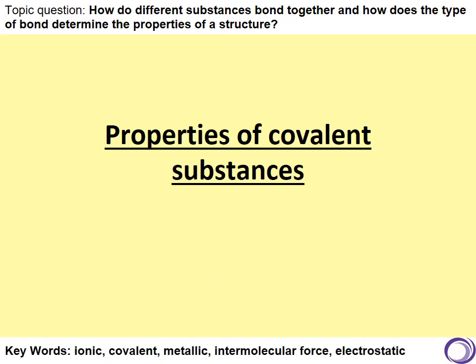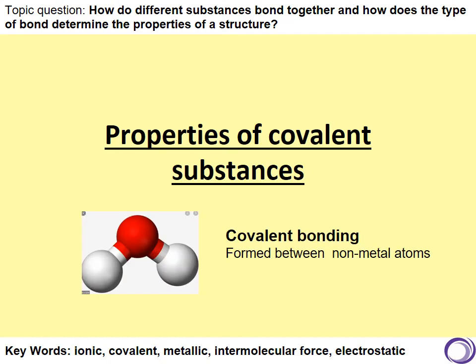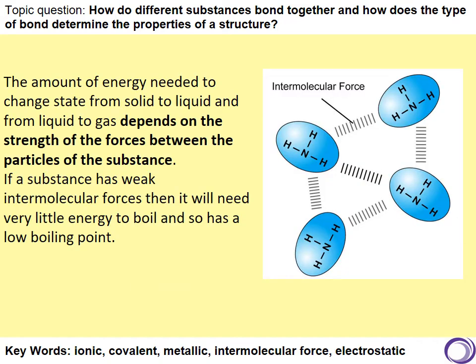Let's now then look at the properties of covalent substances. Remembering that covalent substances are formed between non-metals. So here we have a picture of ammonia, and you can see that the covalent bonds are shown by the lines between the nitrogen and the hydrogen atoms. But we also now have intermolecular forces, and these are the forces that will exist between all atoms.